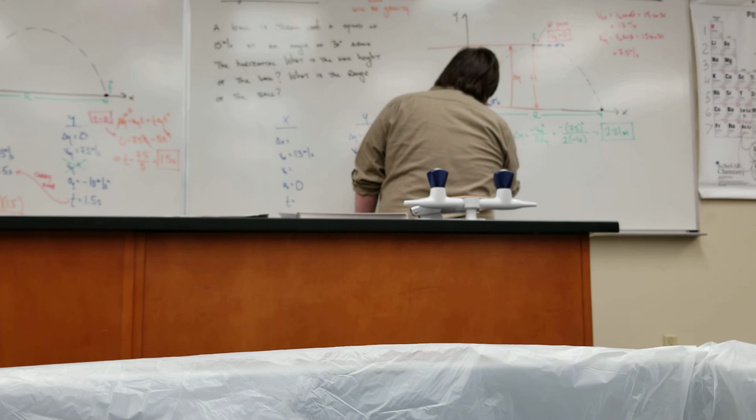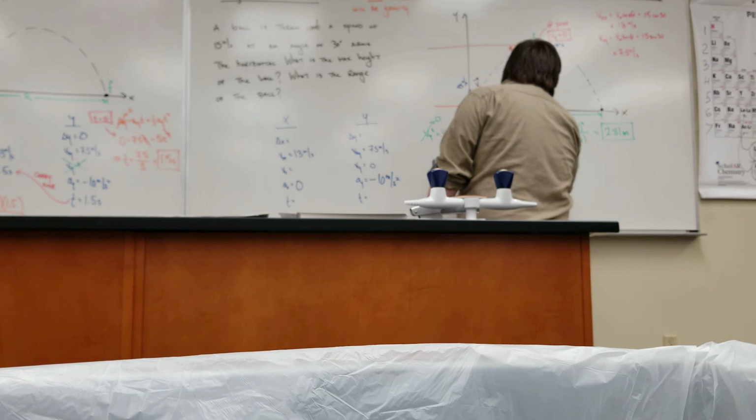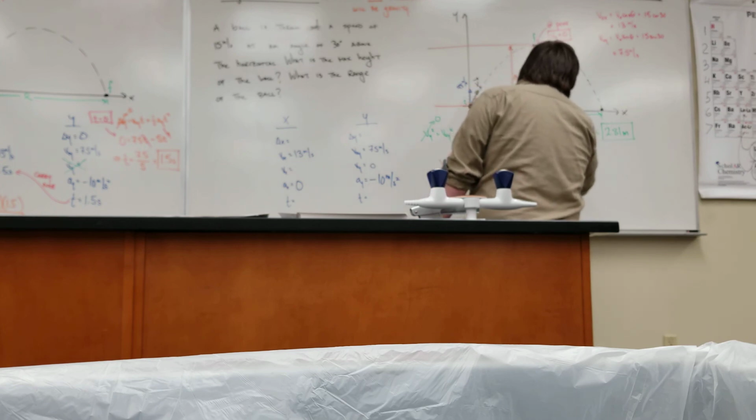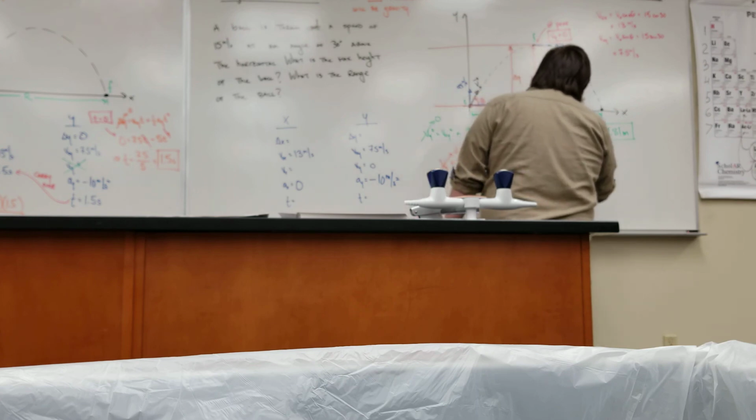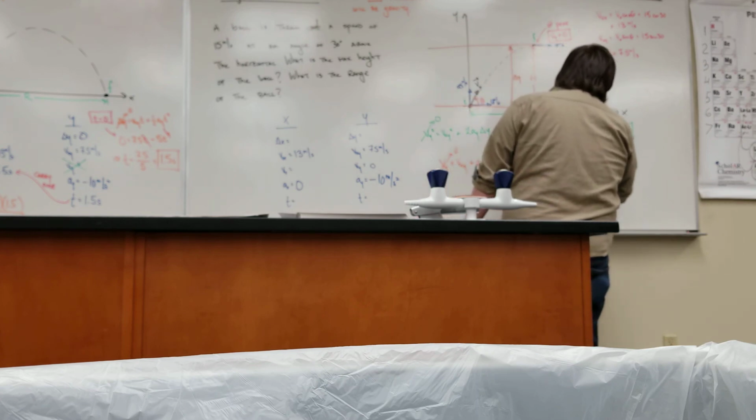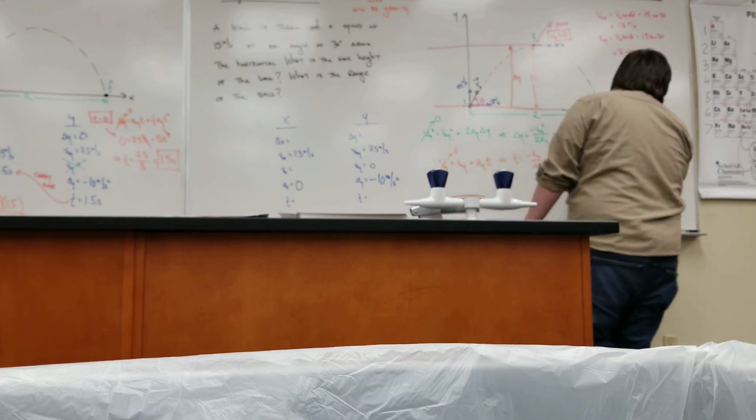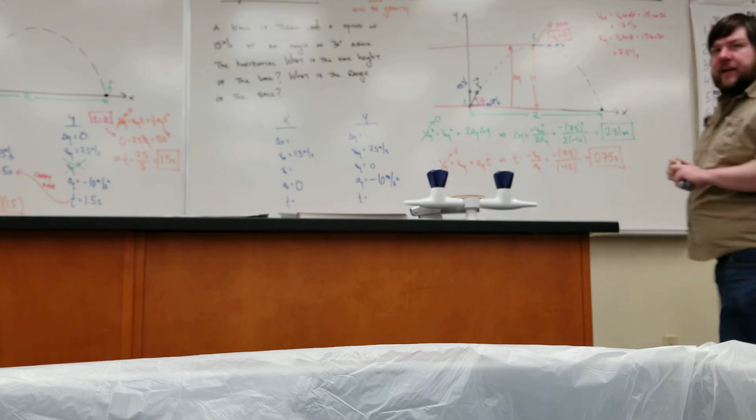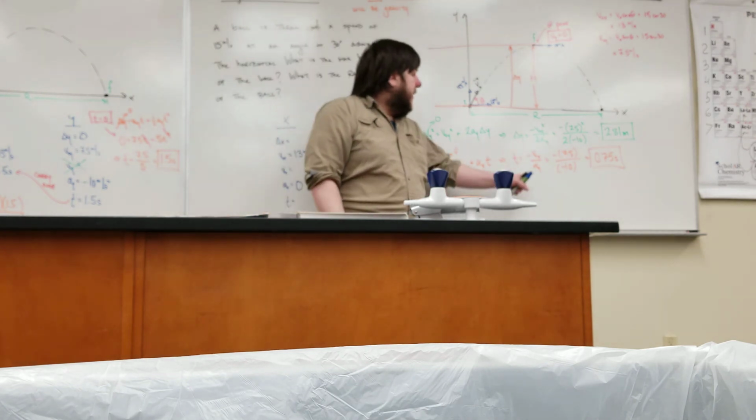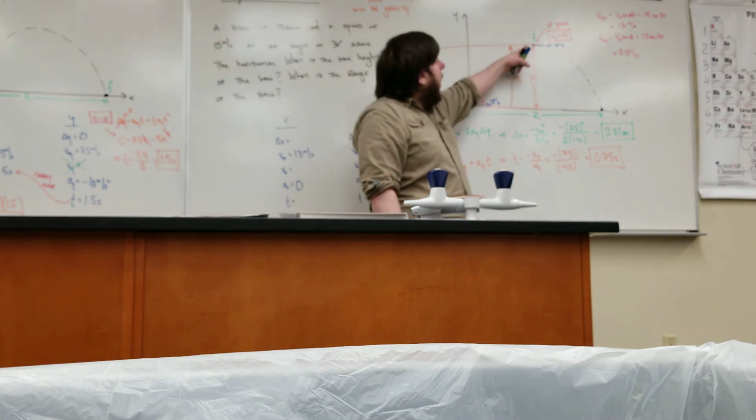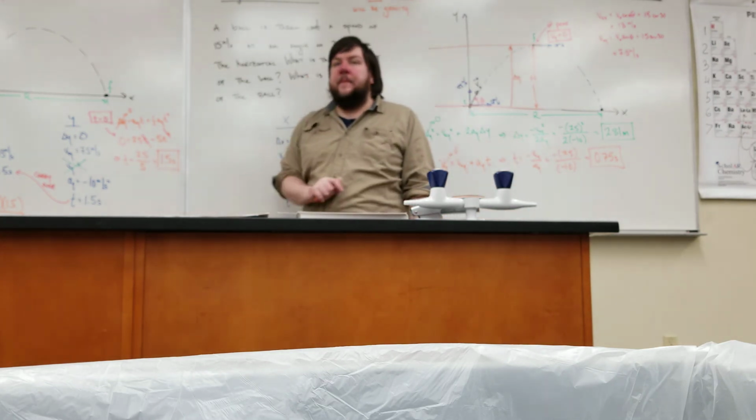Vy is v naught y plus ay t. Vy is 0. T is negative v naught y over ay. So it's negative 7.5 over negative 10, which is 0.75 seconds. How long was the total time of flight? 1.5 seconds. So notice the amount of time it took to go up was exactly half the total amount of time.